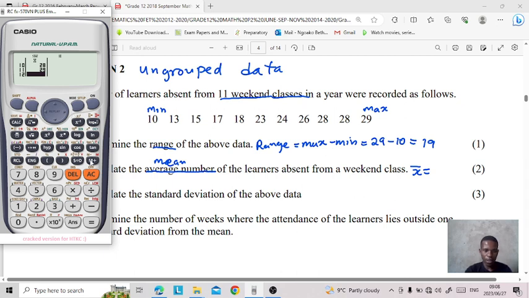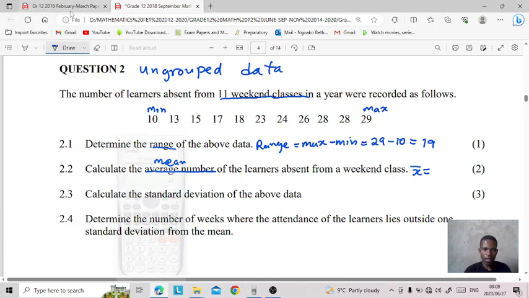When we're done pressing the last number, you can press AC. Now we want to access those numbers. We press shift, then 1, then the data, then the sum. Now we need the variable we entered for one variable, so it's 4, which is var. Now we want the mean, which is x bar, so we press 2, then equal sign. Our mean is 21. So going here to write our mean, it will be 21. That will be the average number of learners absent in the weekend classes.